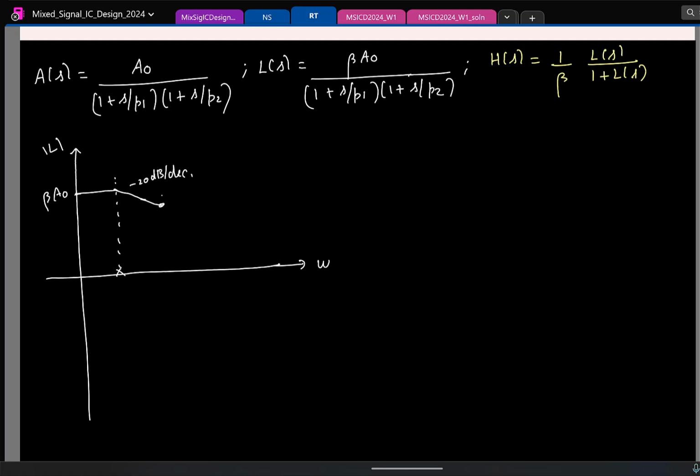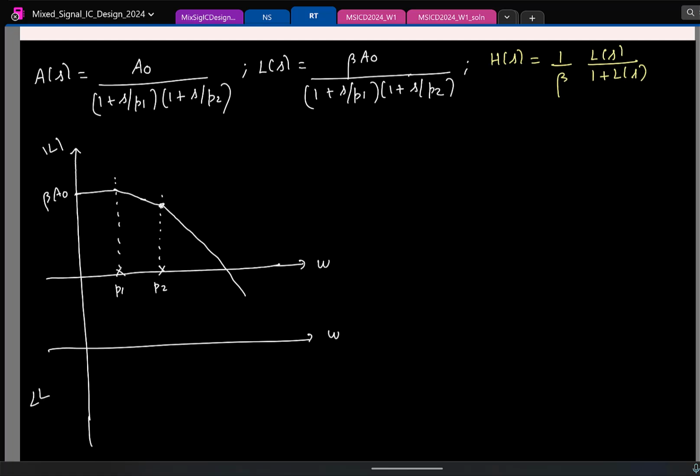And let's say at this point it encounters the second pole. What will be the slope after it hits the second pole? Great. 20 times 2 is 40. Everyone remembers 20 times. So it does something like this. I will not try the slope. Okay. Great. So if I similarly sketch the phase, let's say sketch it.